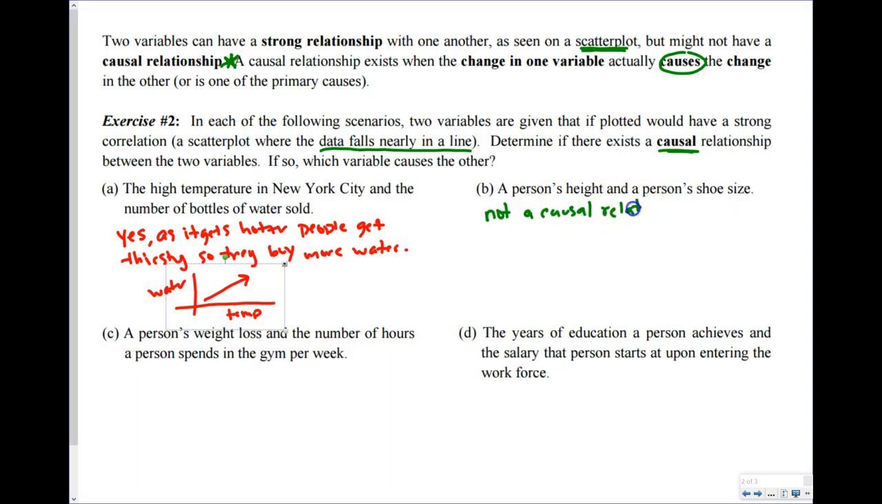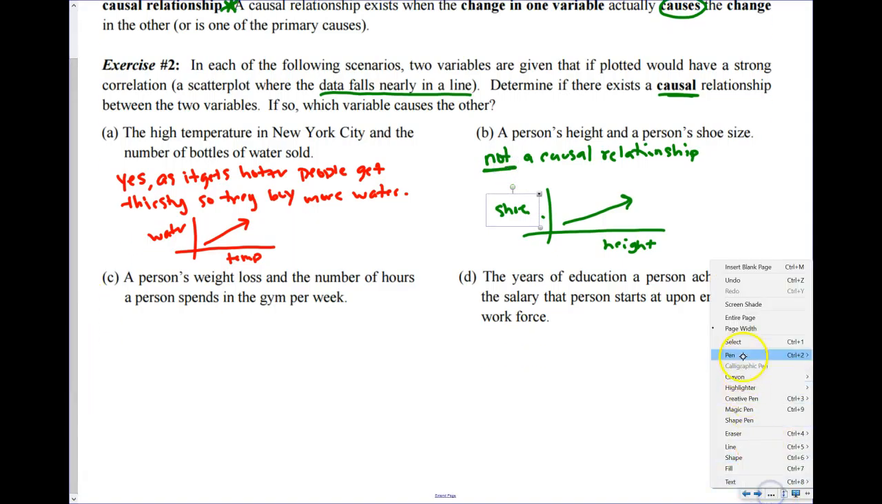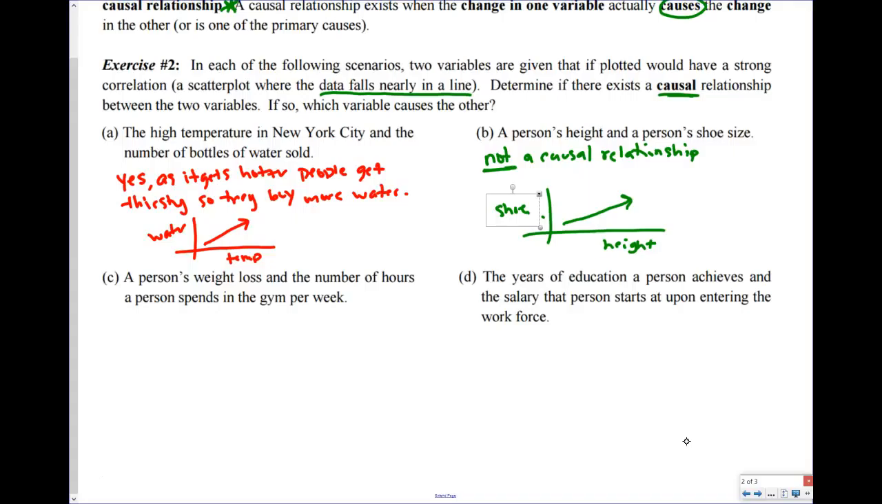Now, it could look like this in the graph, where as a person gets taller, their shoe size is bigger, so it might look like this. Really tall people have big feet usually, but it's not the cause between them. Okay, so this one is not a causal relationship. Letter C, a person's weight loss and the number of hours a person spends in the gym.